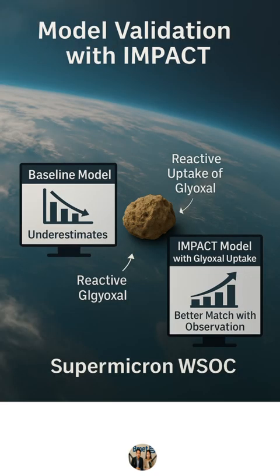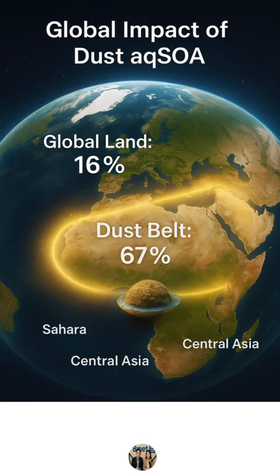Incredible. Did they also model this? Yes, they ran the IMPACT global transport model. When they added glyoxal uptake on dust, the model matched observations much better. Without it, the model underestimated the role of coarse particles. And globally, how big is the contribution?